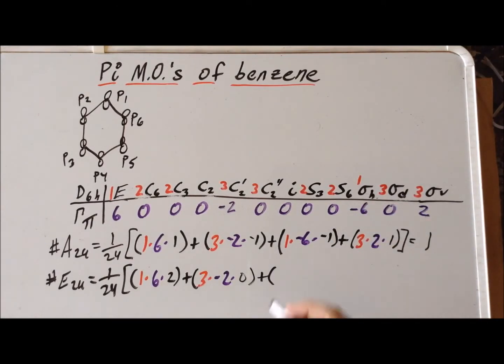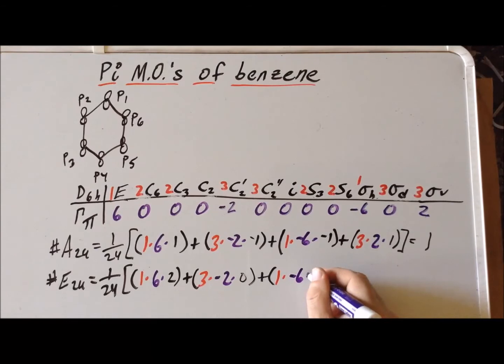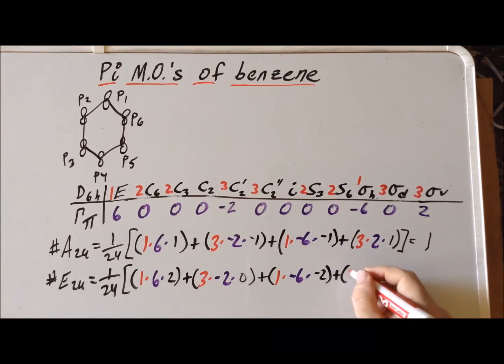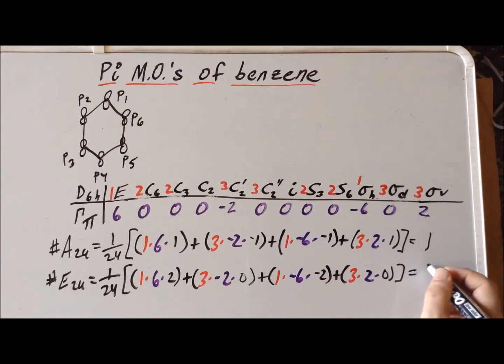For sigma H, there's 1 operation in the class. The character from the reducible representation is a -6. And then the character from the character table for E2U is a -2. For sigma V, there are 3 operations in the class. The character from the reducible representation is a +2. And then the character from the character table for E2U is a 0. So we have 12 plus 0 plus 12 plus 0. So 1/24 of 24, which is equal to 1.